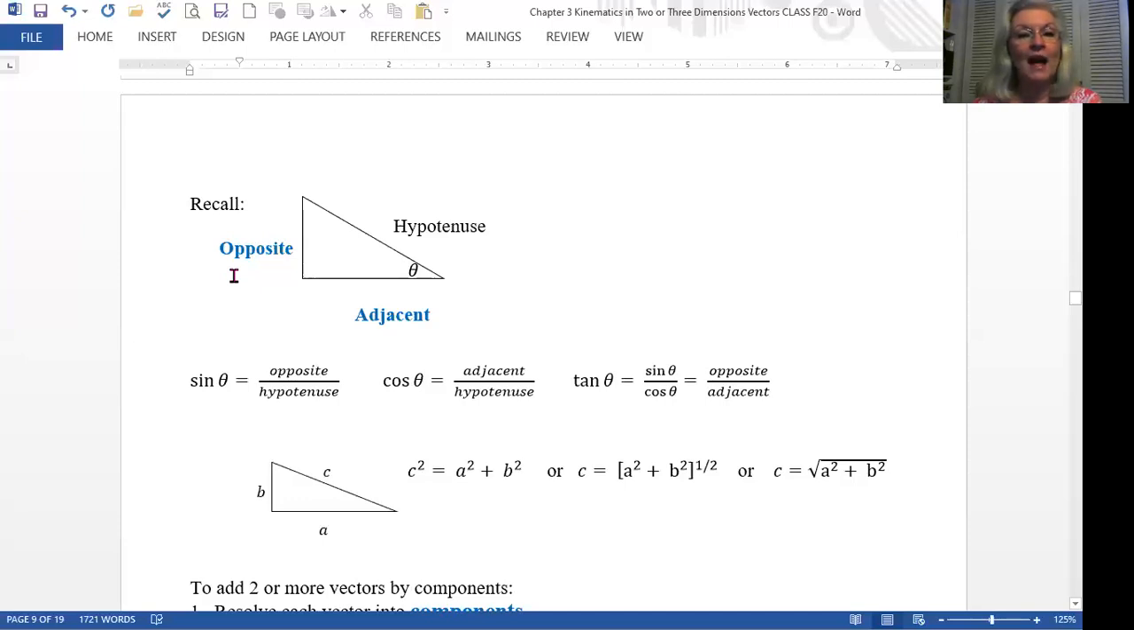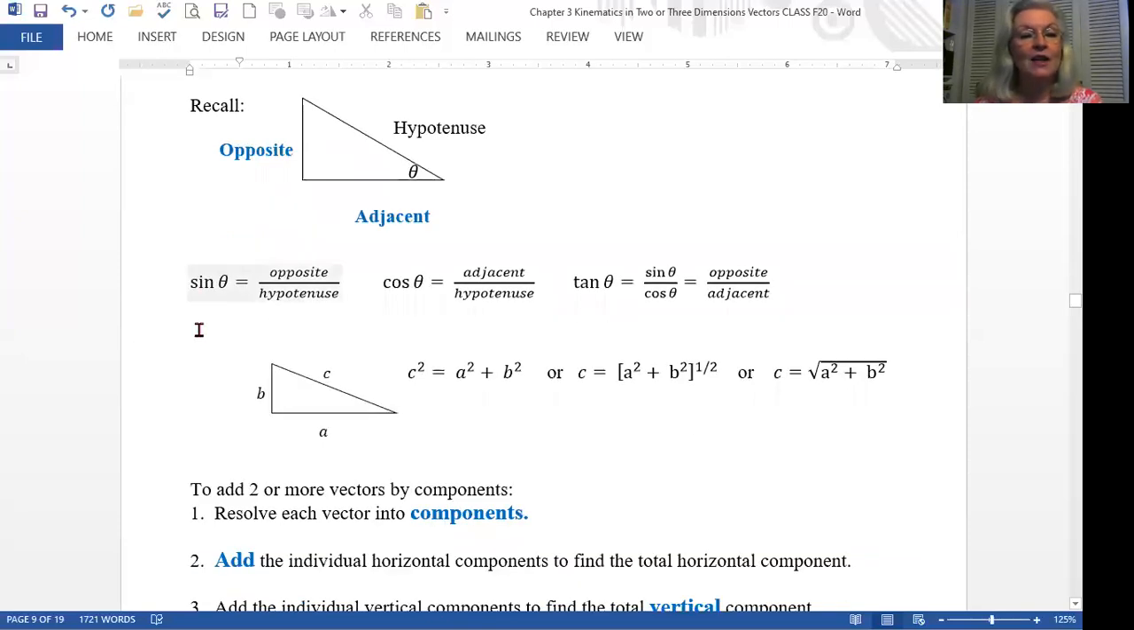I know you've had some trig, and you remember that sine is opposite over hypotenuse, cosine is adjacent over hypotenuse, and tangent is sine over cosine, so that means it's opposite over adjacent. Another thing you probably remember from right triangles is the Pythagorean theorem, that a squared plus b squared gives you c squared. So if you know two of the three sides of a right triangle, you can calculate the length of the third side. And this will be important for us.